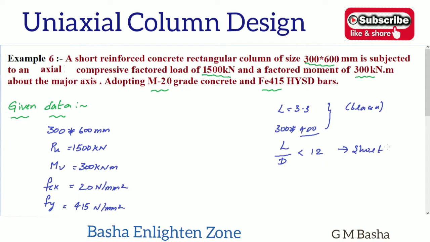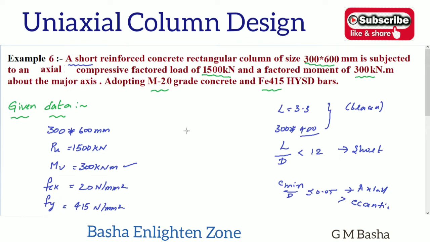But here you clearly see the difference between this particular example and the previous example. They directly mentioned that this is a short column, so you don't need to check all the conditions like e minimum, eccentricity, all the things. And again, we have to check one more condition: e minimum by D should be less than or equal to 0.05. If it satisfies this condition, you can design according to axially loaded. If it is greater, then you can design based on eccentrically loaded columns. But here they directly mention that this column has the factored moment of 300 kilonewton meter along the major axis, meaning one more additional moment will be developed.